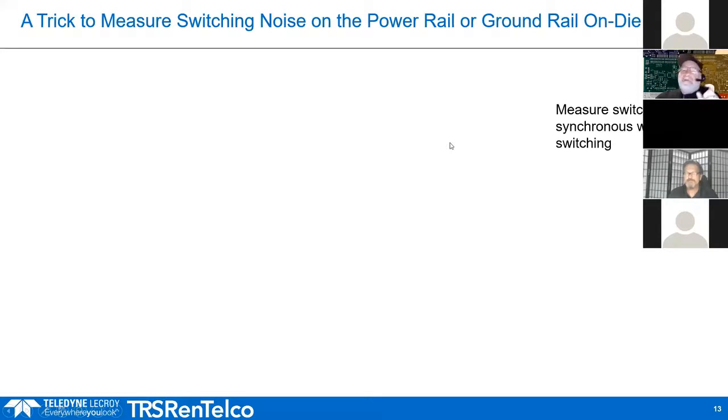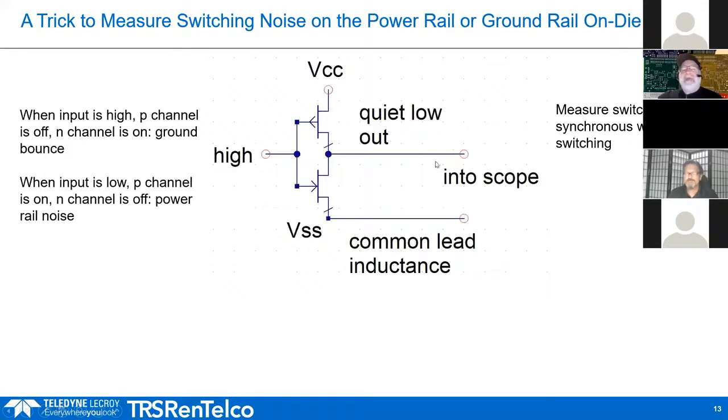Because what the active device cares about, where the noise plays a role, is on the die itself, not on the board. And there's a big difference. And here's the trick we can use to measure voltage noise and ground bounce noise on the die. We take advantage of the IOs that are on the output.